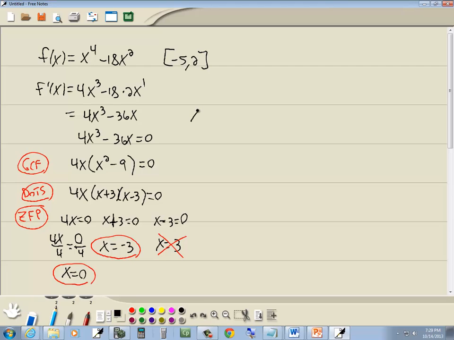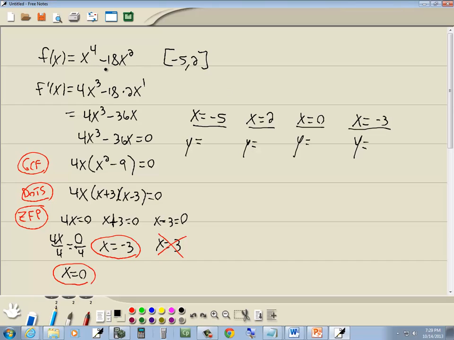Now we want to plug in our endpoints. So we're going to plug in -5. We're going to plug in 2. And we're going to plug in the critical values we just found, which were 0 and -3. Now when I say plug them in, we want to plug them back into our original function. So we want to plug them back in up here.